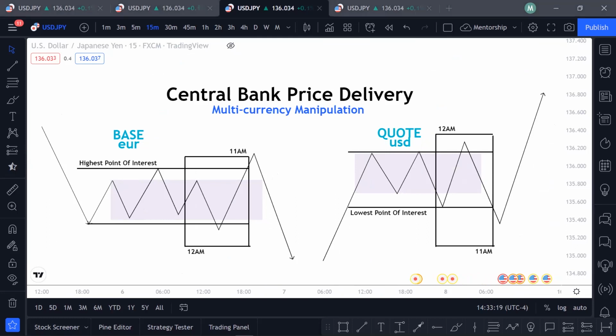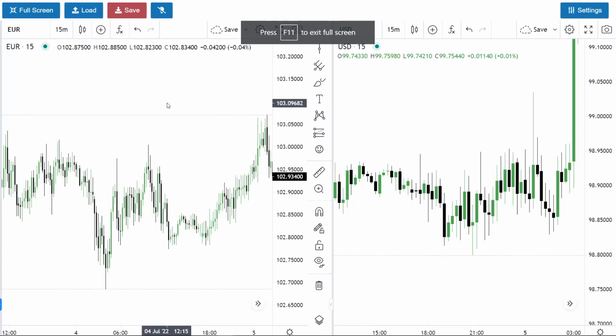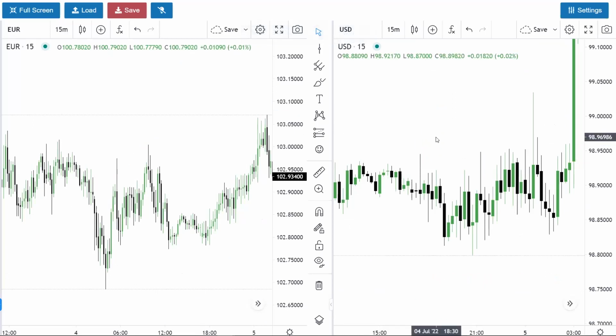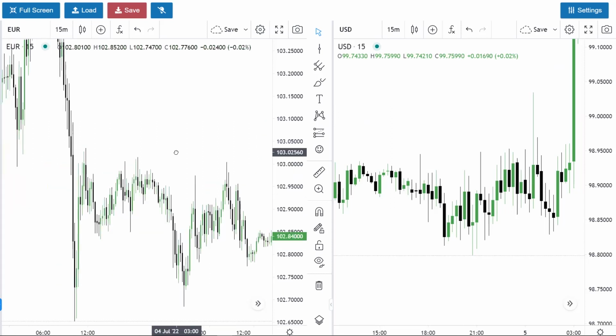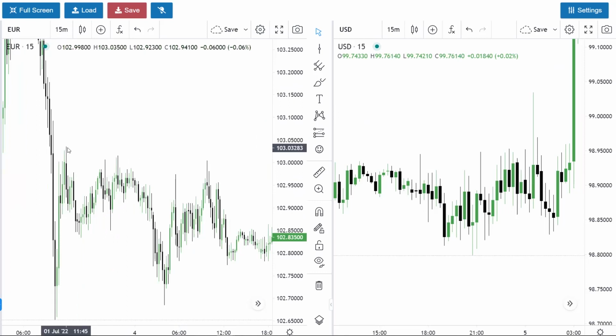So here I've selected two currencies that most folks love to trade. We're going to have so many examples. This is the euro, this is the dollar. We have this consolidation here, which I told you to always look for. Once we have this consolidation, we're going to look for the highest point of interest. We have this high, we have this high, and this high here.